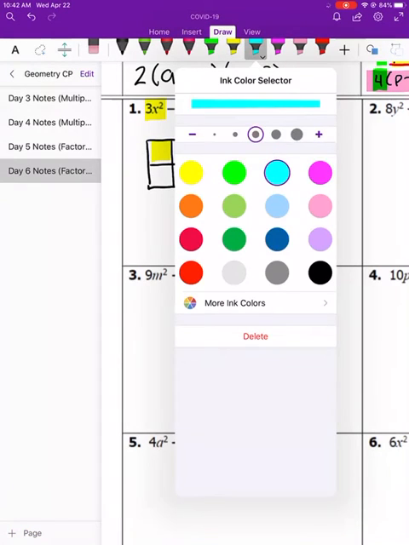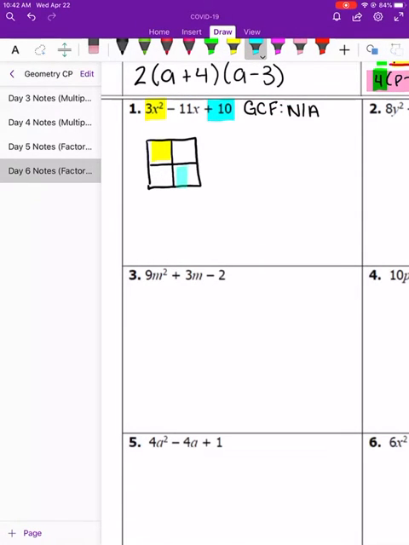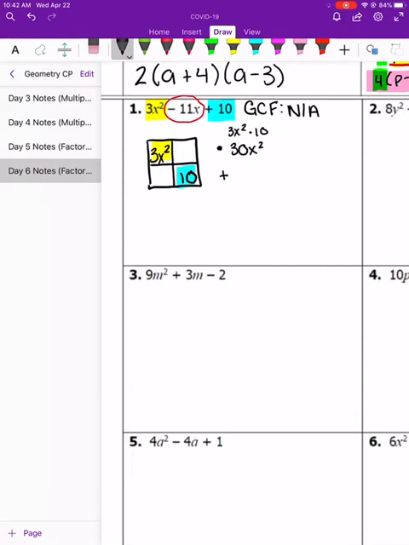3x squared, positive 10. Okay, so I'm multiplying to get what 3x squared times 10 is. 3x squared times 10, well, this is 30x squared. And again, I'm adding to this negative 11x. Okay, so over here, if you guys want to, you can go ahead and create your stuff.